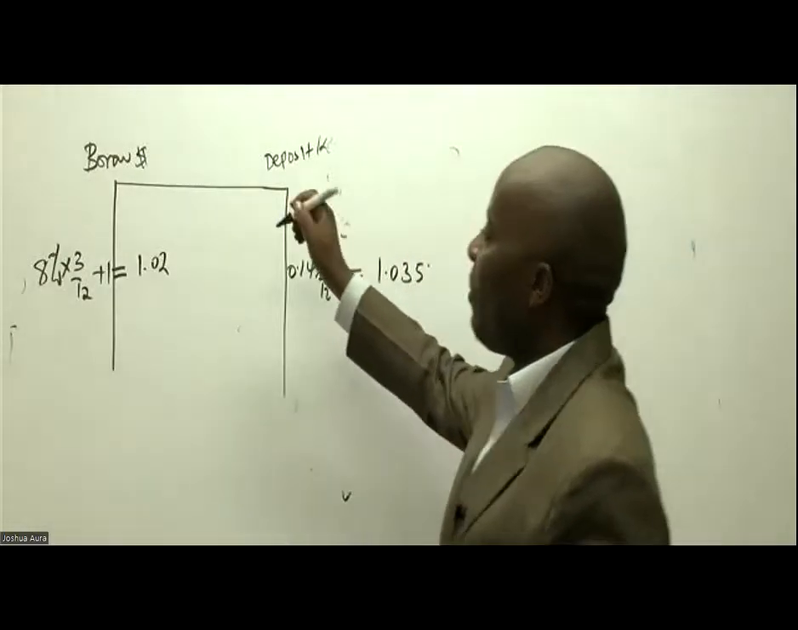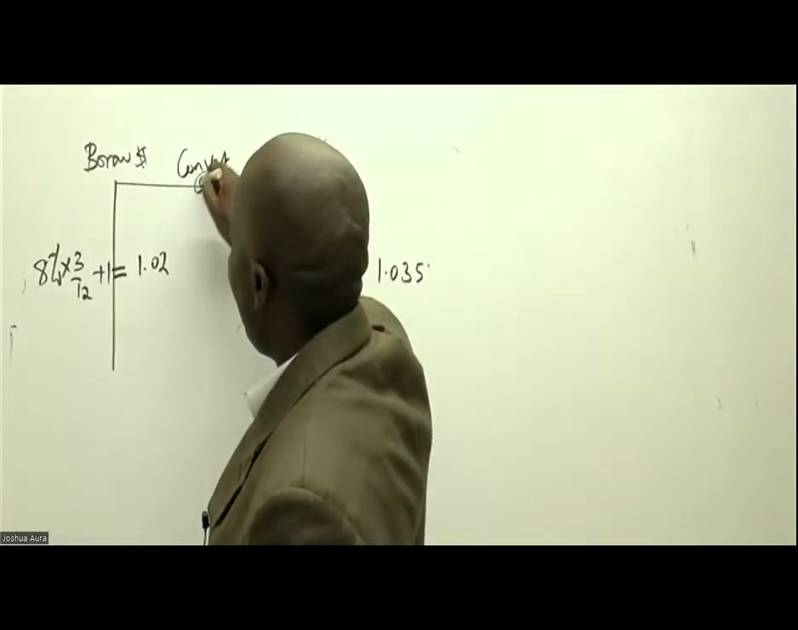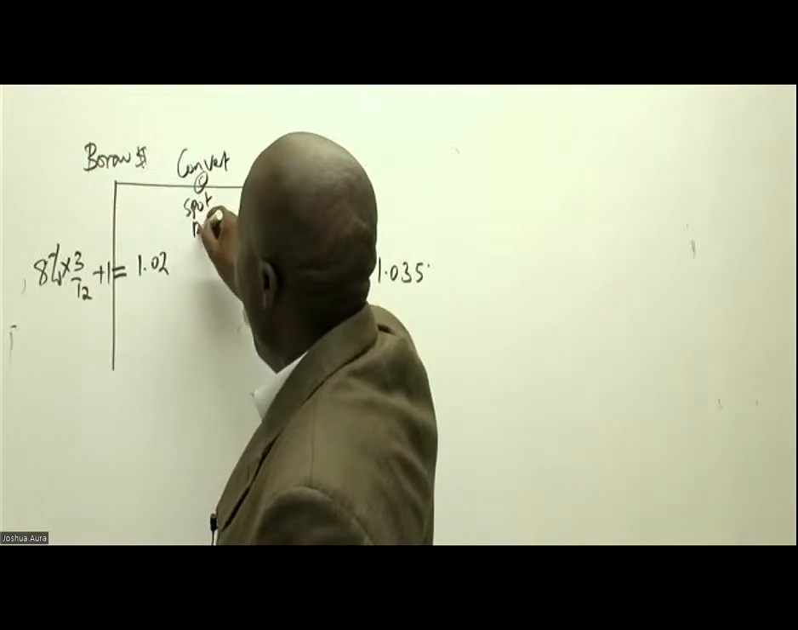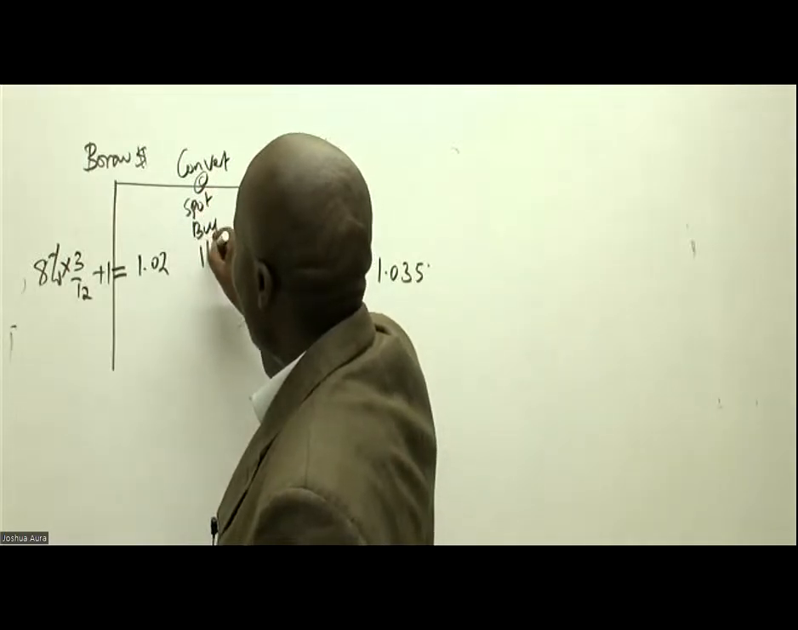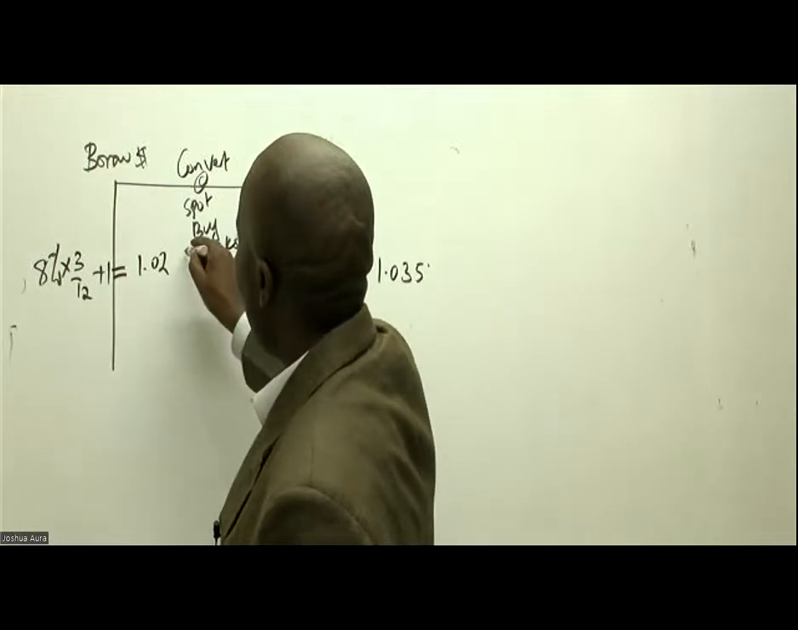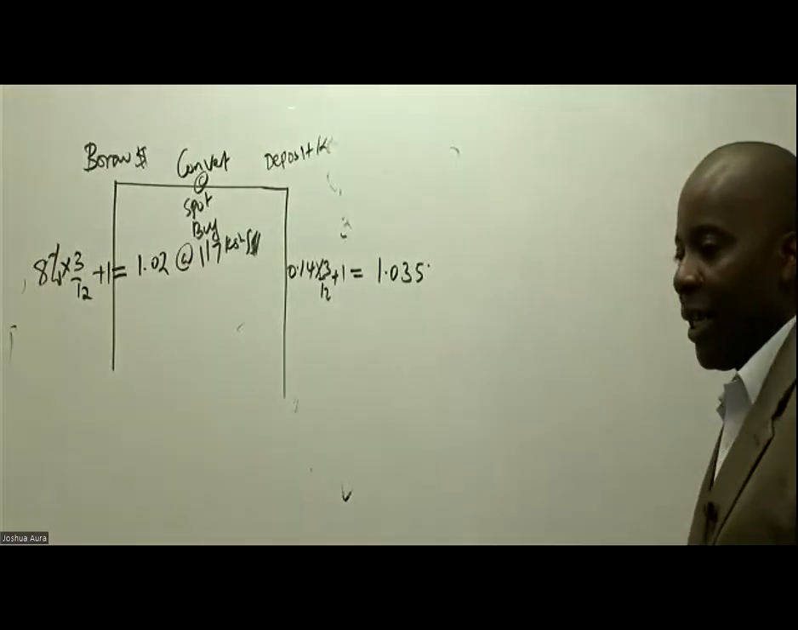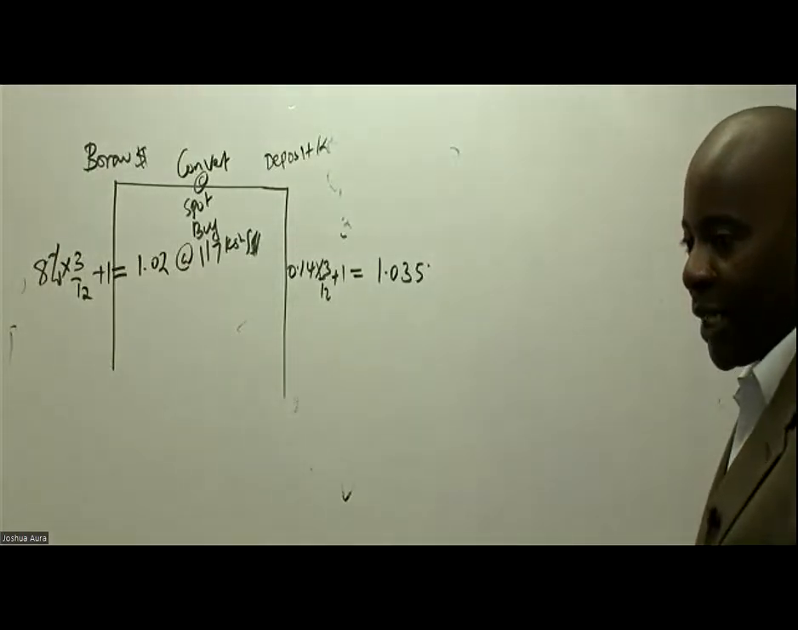Here we say convert. Convert export. You say it's buying when you're converting at 117 Kenya shillings per dollar. Now in this case, here we come to the last thing.